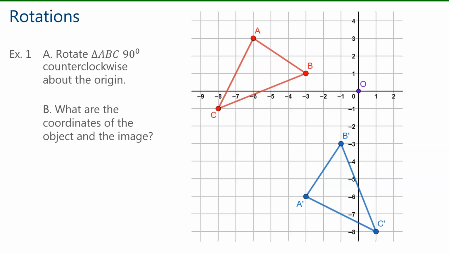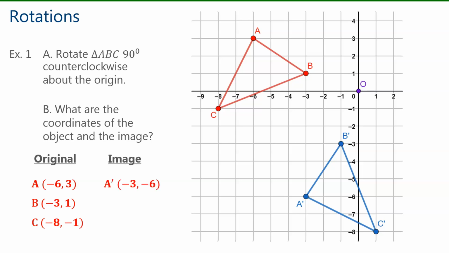What are the coordinates of the object and the image? The original object had vertices A (-6, 3), B (-3, 1), and C (-8, -1). The image has vertices A prime (-3, -6), B prime (-1, -3), and C prime (1, -8).